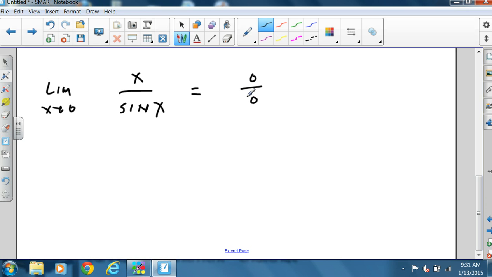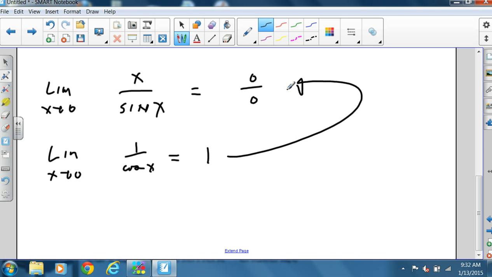I can't have an answer, right? In chapter 23, L'Hopital's rule tells us that we can take the derivative of top and bottom and have the same answer. So the limit as x goes to 0 of 1 over cosine x is 1. Therefore, the limit of x over sine x is also 1. You say, Cordell, you're foolish.